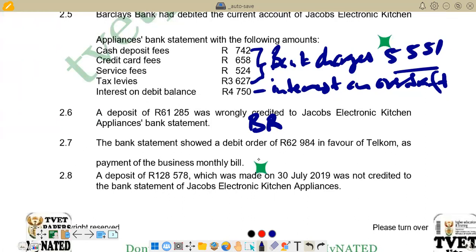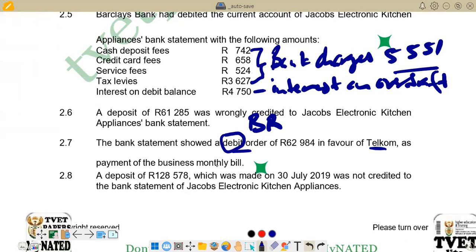The bank statement showed a debit order of 2,984 in favor of Telkom as payment of the business monthly bill. So Telkom, you know that this is a mobile network. So this is a telephone bill that was deducted from a bank statement. A debit order means the bank statement was debited. This description means it's a debit on the bank statement. And whenever it's a debit on the bank statement, it represents that money has been deducted from our account. Actually, it's a deduction of our balance, debited on the bank statement.